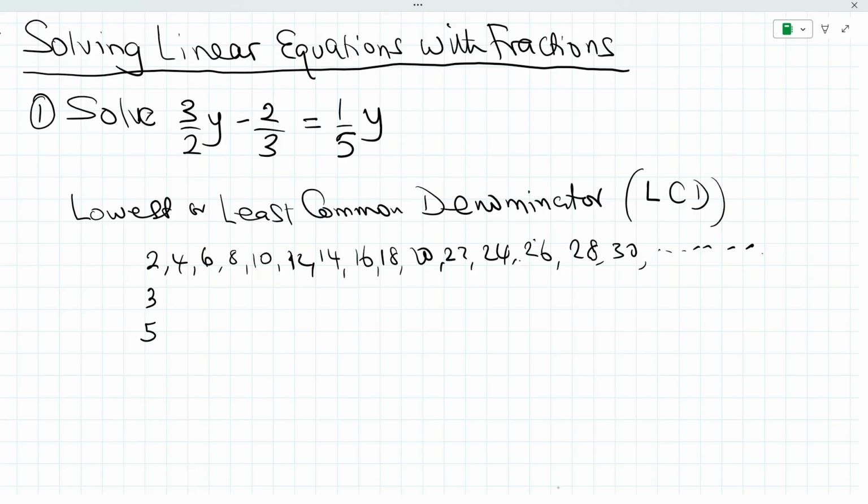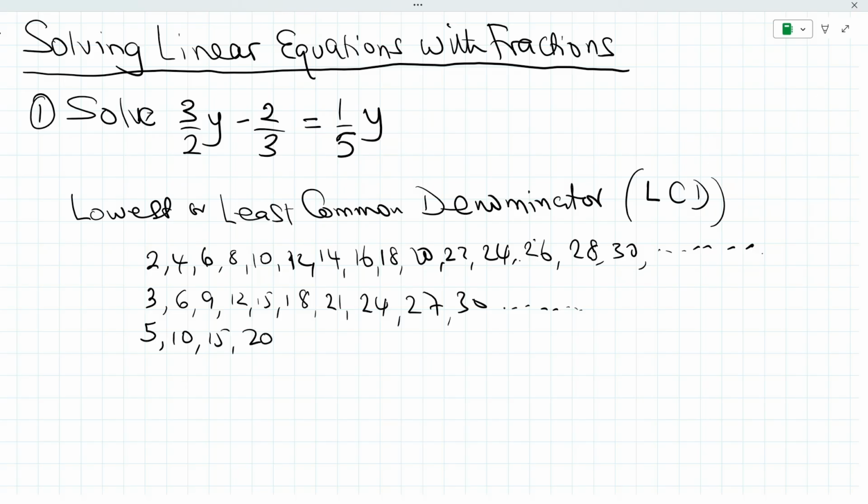And then we try 3. 3 times 1 is 3, 3 times 2 is 6, 9, 12, 15, 18, 21, 24, 27, 30, and so on. And then we try 5. 5 times 1 is 5, 5 times 2 is 10, times 3 is 15, 5 times 4 is 20, 5 times 5 is 25, 5 times 6 is 30, etc. So you find that in this case, 30 is our common denominator.